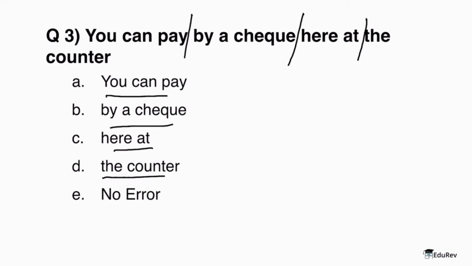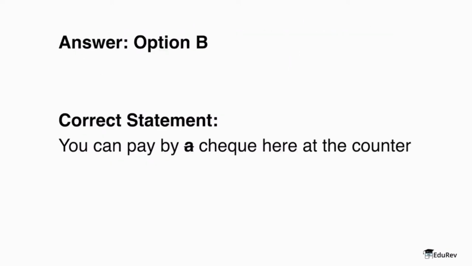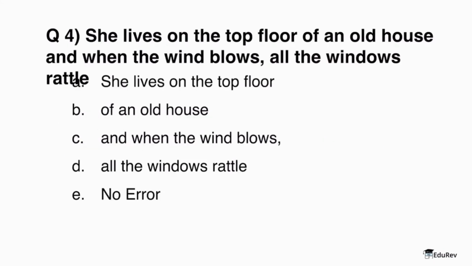So here, what is the article? So we need to remove this to make this sentence grammatically correct. So the correct sentence will be, you can pay by check here at the counter. And the correct answer will be by a check. Let's look at it. So yes, our answer is option B, and the correct statement is you can pay by check here at the counter. Great.